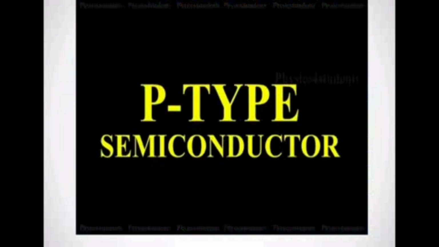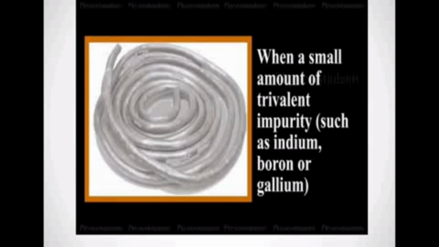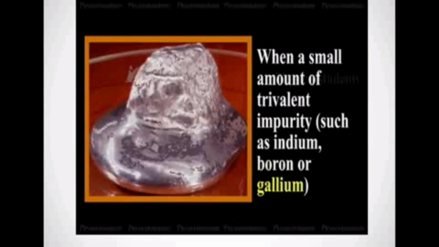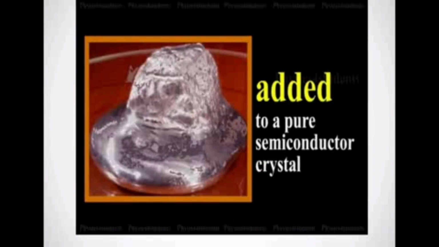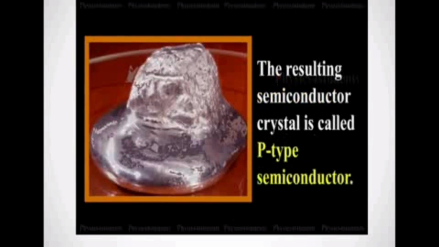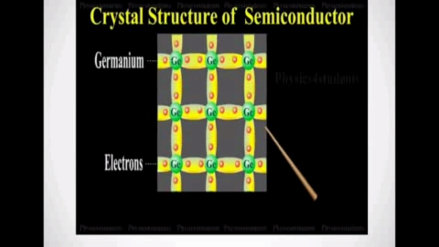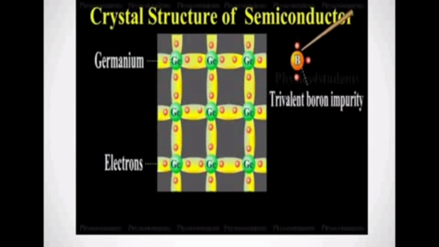Next one is P-type. Again, you can see another animation of the P-type semiconductor. A small amount of trivalent impurities such as indium, boron, and gallium is added to the semiconductor. Just recall what a P-type semiconductor is. P means positive, so it has a large number of holes.